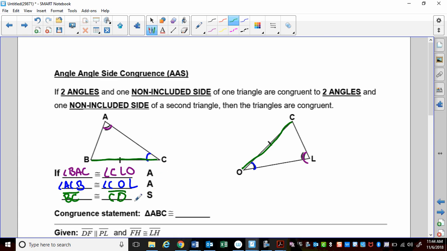Okay, congruency statement, triangle ABC is congruent to triangle. A is the purple congruency, so that is congruent to the purple congruency, which is L. Then they told us to go to B, but B is the one with no congruencies. The one with no congruencies is C, and then the last one is going to be O.